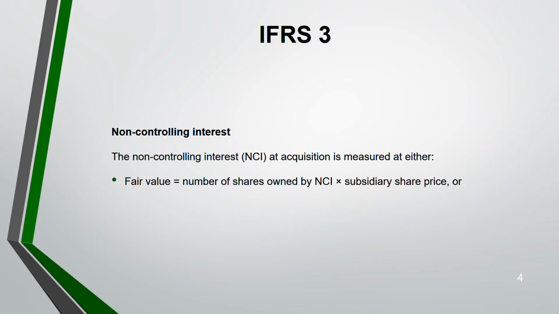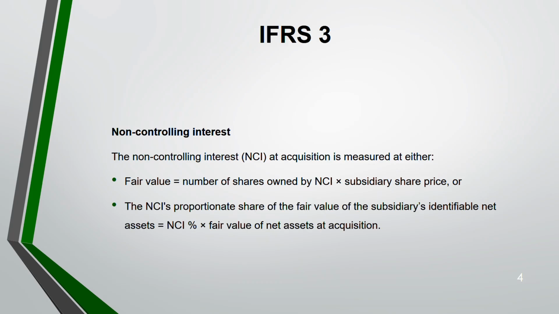First, fair value. Most of the time in the exam, they will give you the fair value. But if they don't give it to you, you have to know how to find the fair value, which is the number of shares owned by NCI multiplied by the share price, that is the subsidiary share price. Or, second, NCI's proportionate share of the net asset. Here you have to find the NCI percentage and multiply it with the fair value of the net asset at acquisition. Okay. Remember, the two methods will give you different figures.